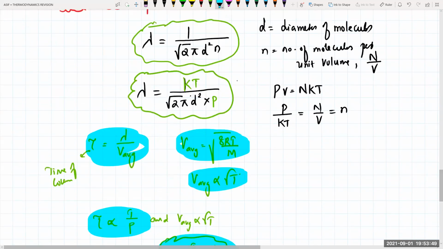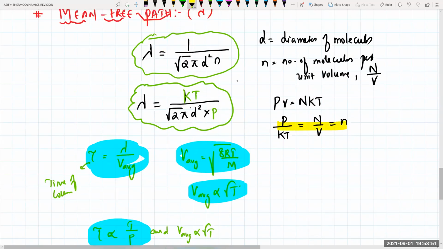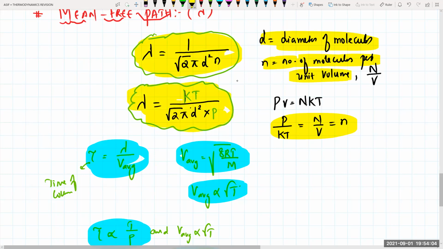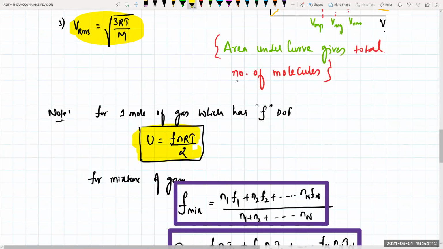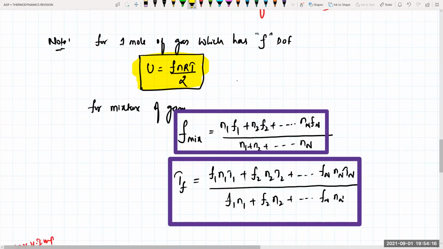Clear? And this relation is also very important. What is n here? n is the number of molecules per unit volume, and d is the diameter of the molecules. Any doubt? This one is also important. For 1 mole, you can take n value equal to 1; for n moles I have written it, you can directly use that.